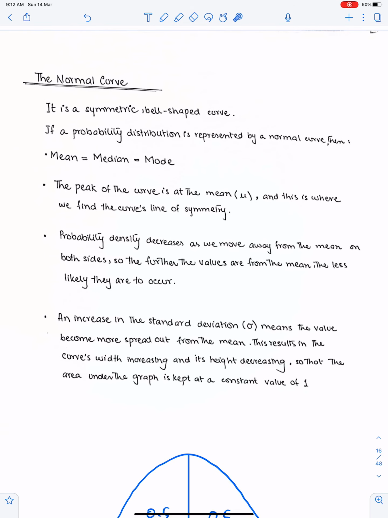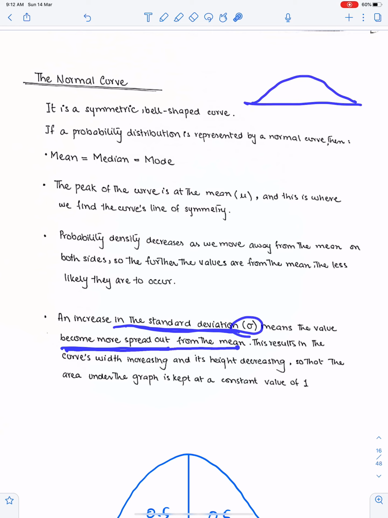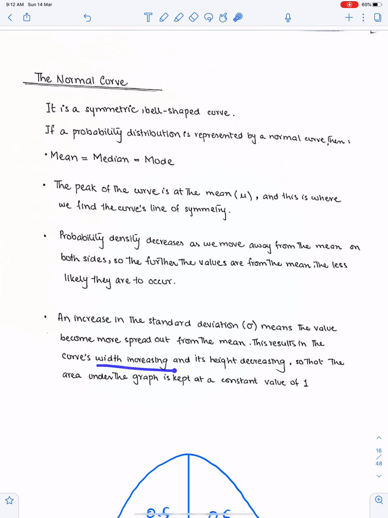An increase in the standard deviation means the values become more spread out. This means low peaks. So an increase in the standard deviation means the values become more spread out from the mean. Values are more scattered from their mean. More values are here. This results in the curve's width increasing and its height decreasing, so that the area under the graph is kept at a constant value of 1.